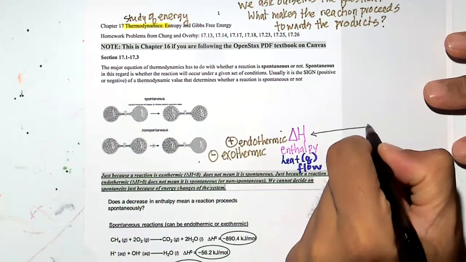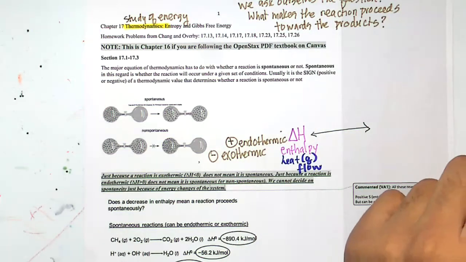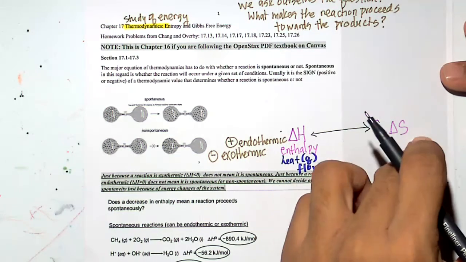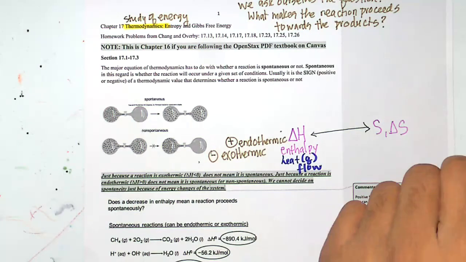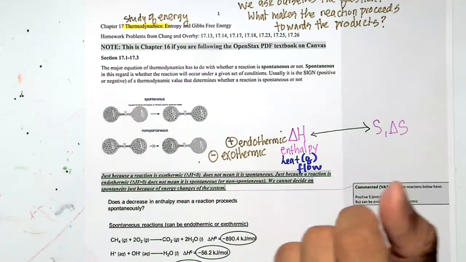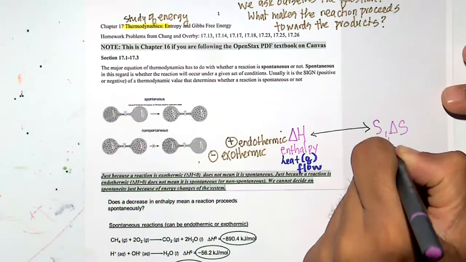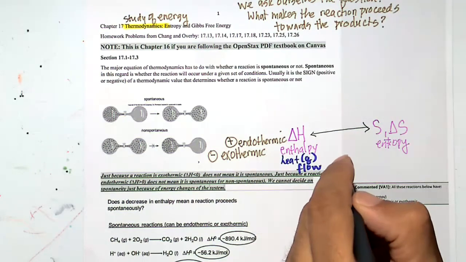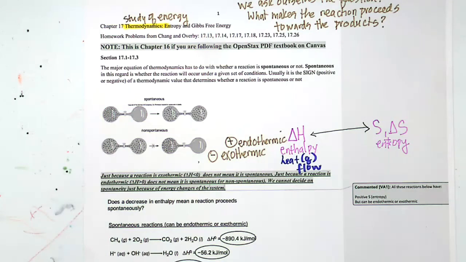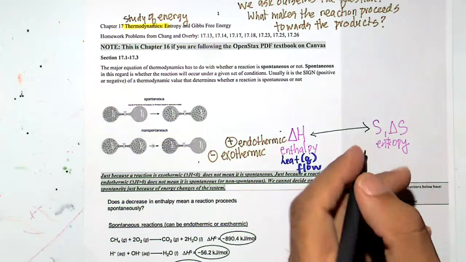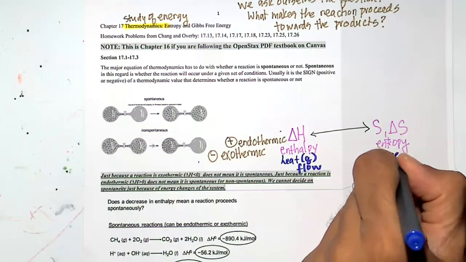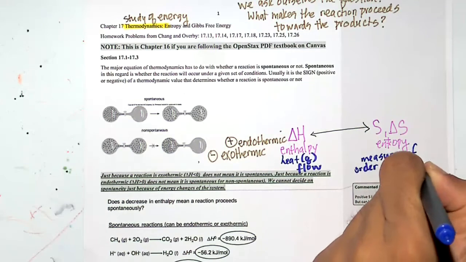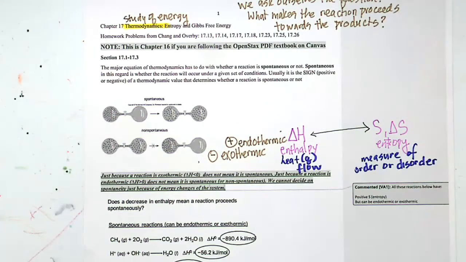There's a second one, something that I have not taught you, but we will learn today. The second term is S. This can also go by delta S, so this can be standalone or a change, delta. This is called entropy. I'll tell you more about this later. For now, we will just know that entropy is a measure of order or disorder.